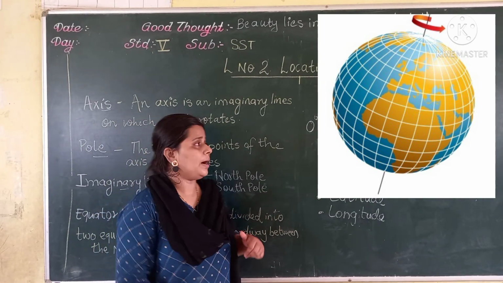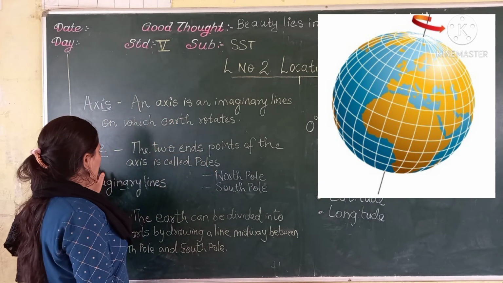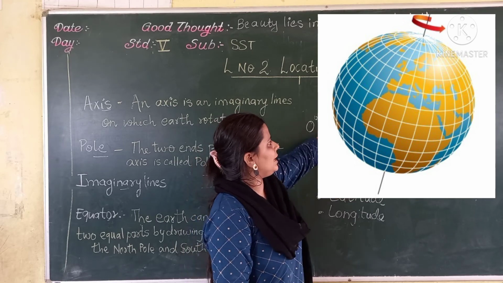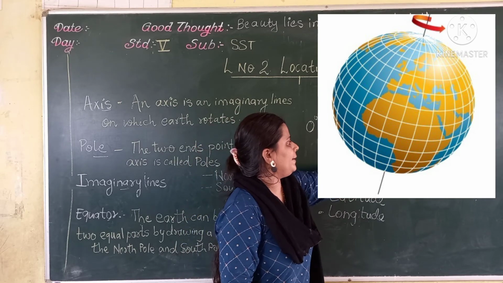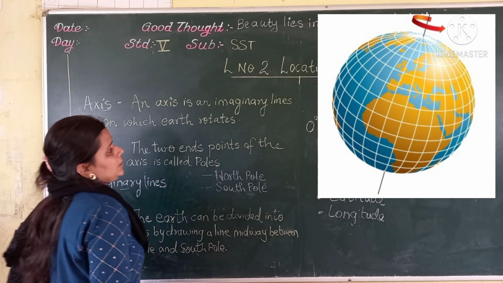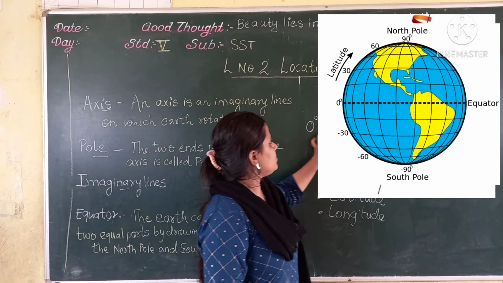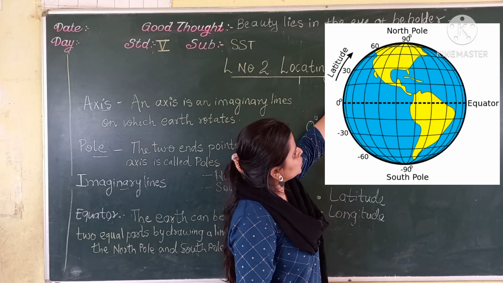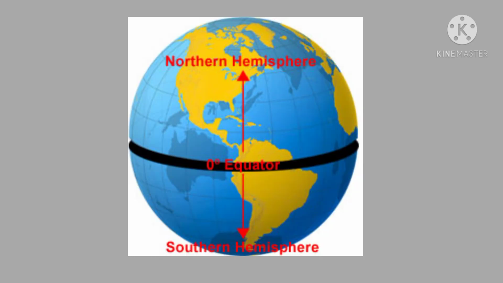Hope you have understood about axis, pole, or imaginary lines which are drawn here, imaginary lines vertically and horizontally, and we discussed about the equator. Equator is marked as 0 degree. Okay, so the portion which lies towards the north of equator, that portion is known as northern hemisphere, and the portion which lies to the south of equator, that portion is known as southern hemisphere.